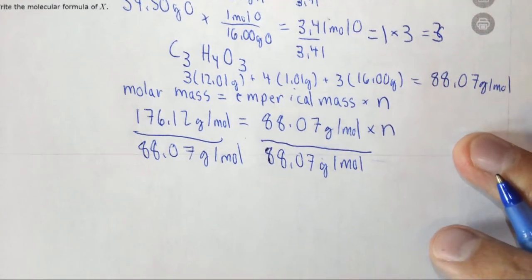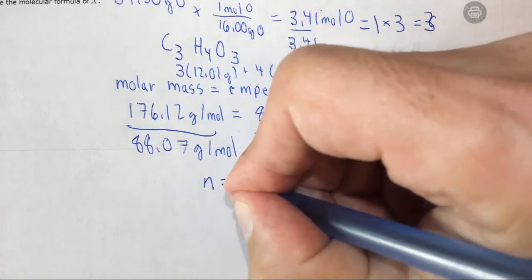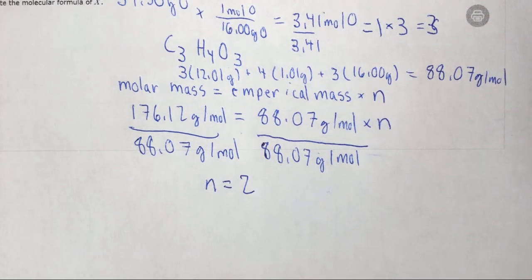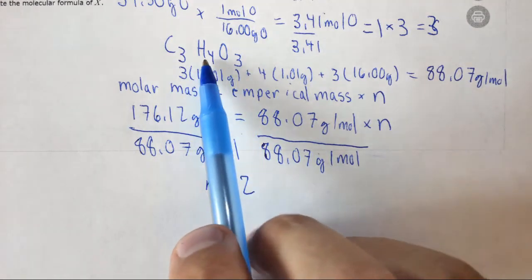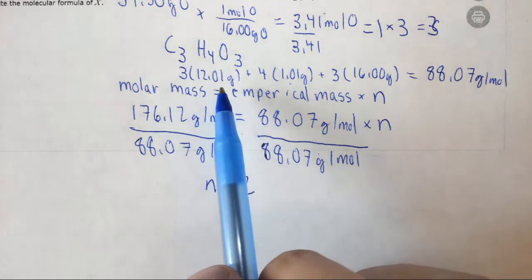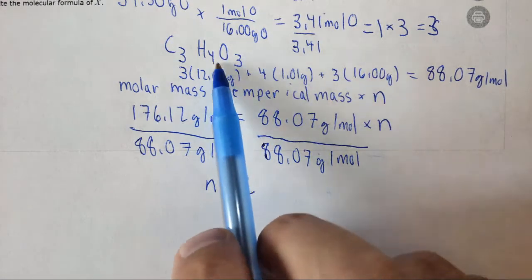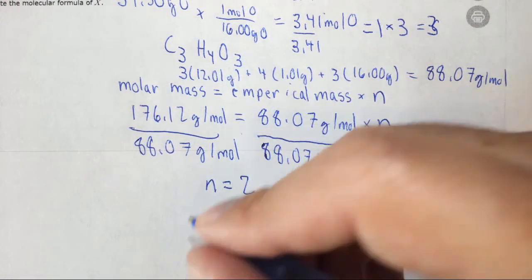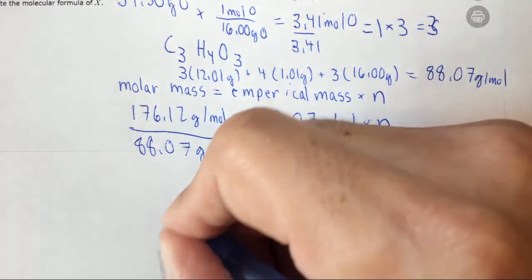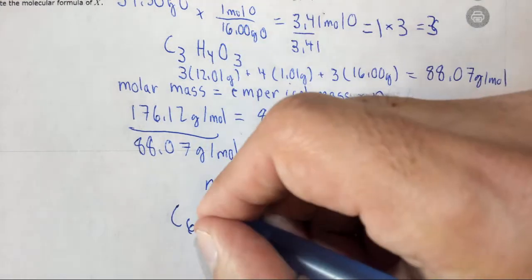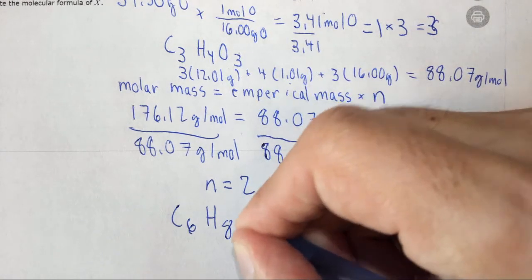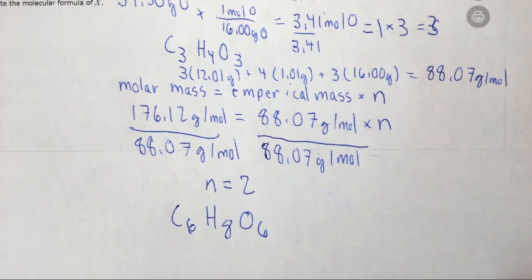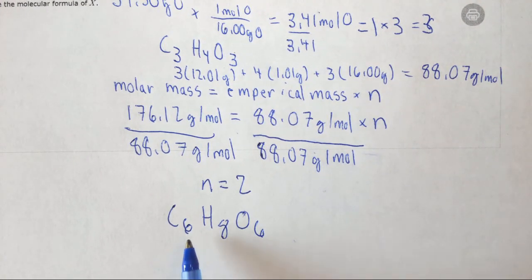And to the nearest whole number, n equals 2, which means that this formula must be doubled. So the molecular formula is double the empirical formula, so double everything. In this case, the C3 becomes C6, H4 becomes H8, and O3 becomes O6. So the molecular formula of this compound is C6H8O6.